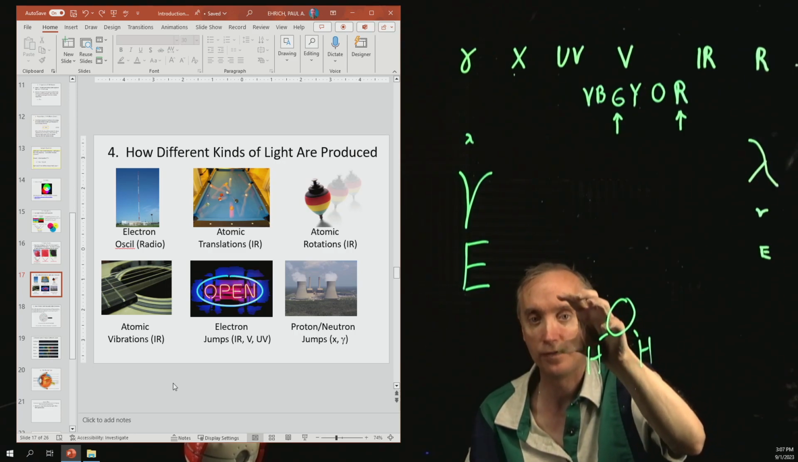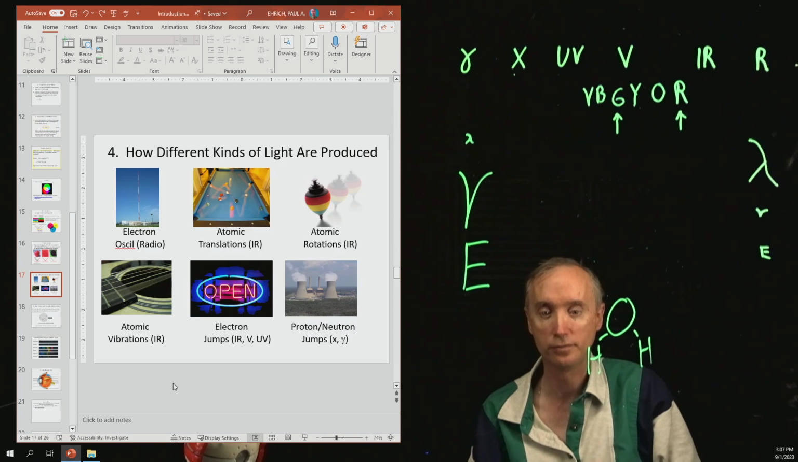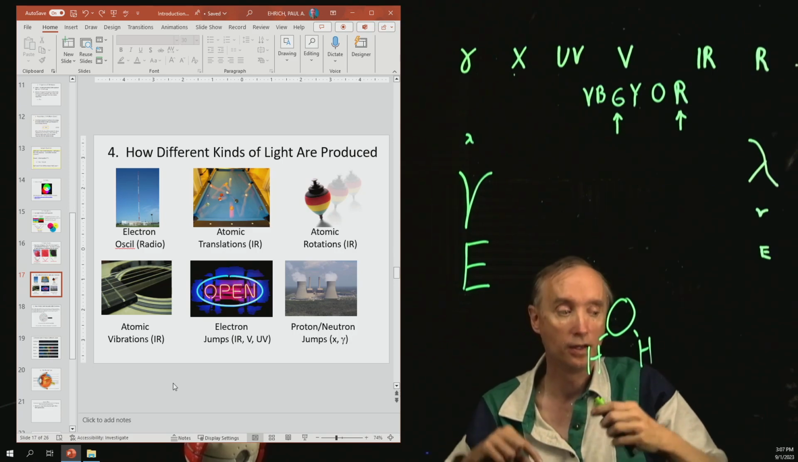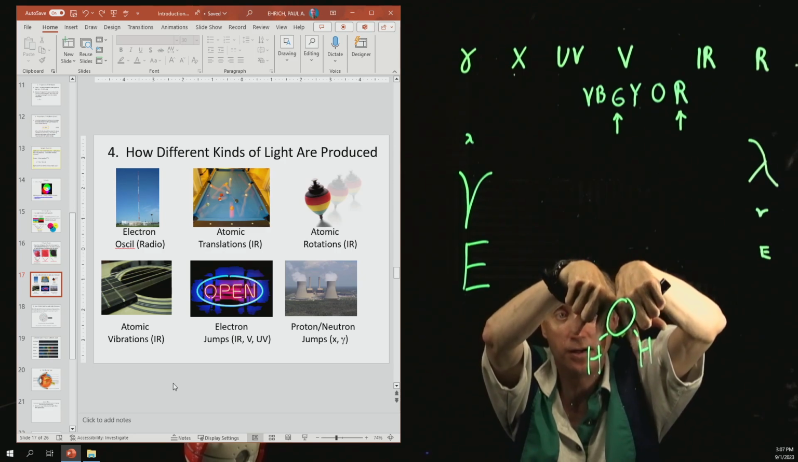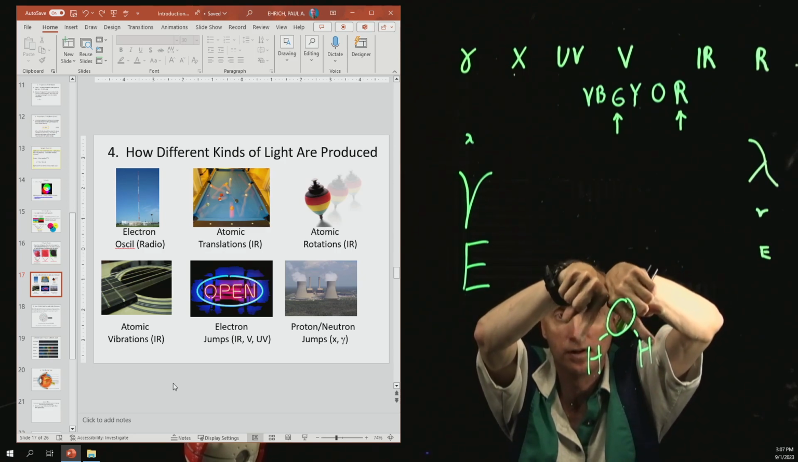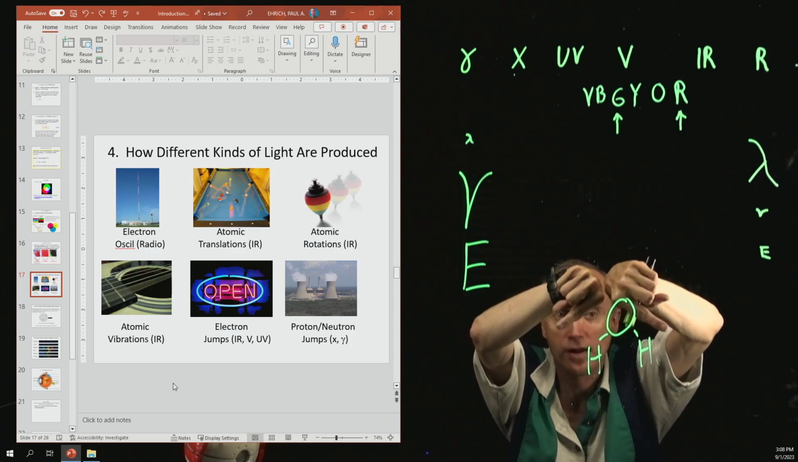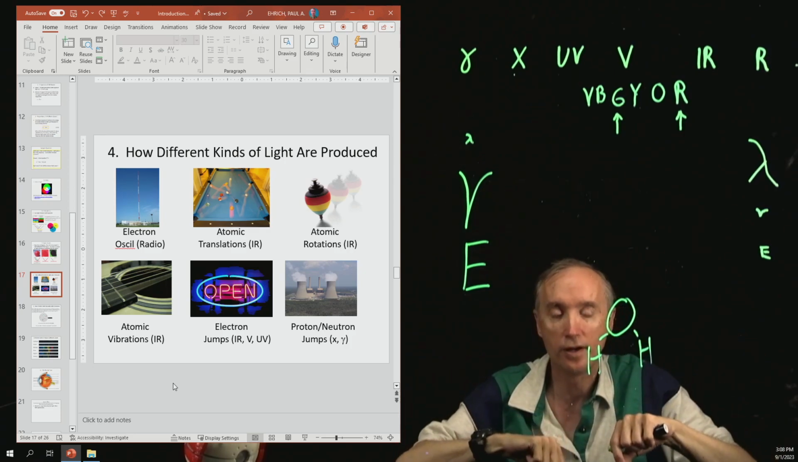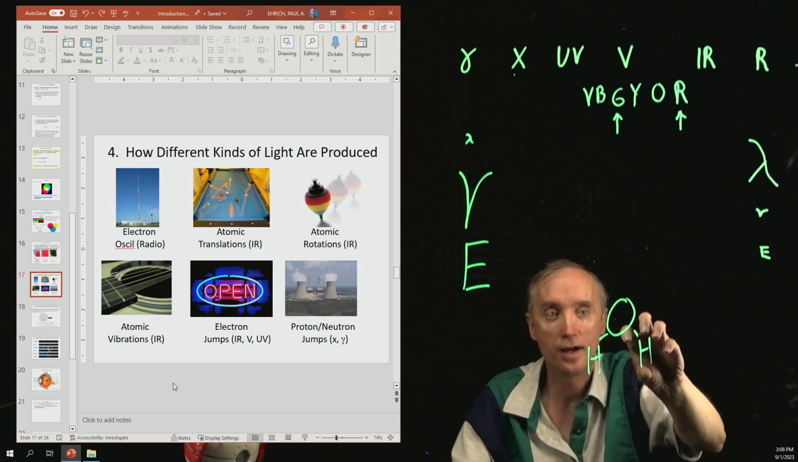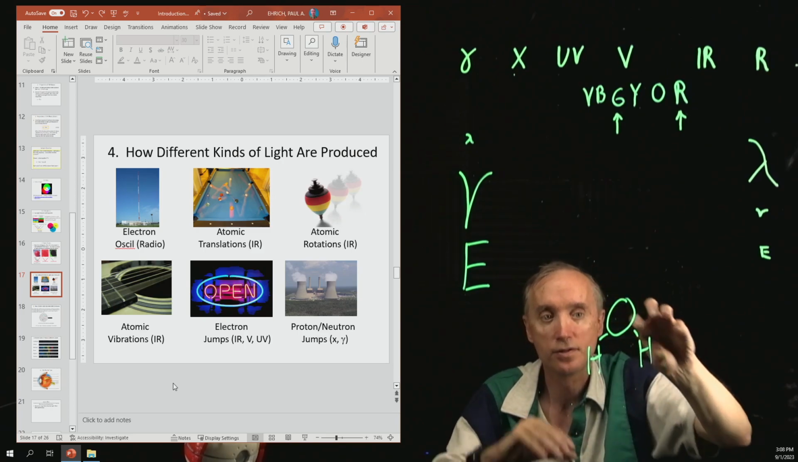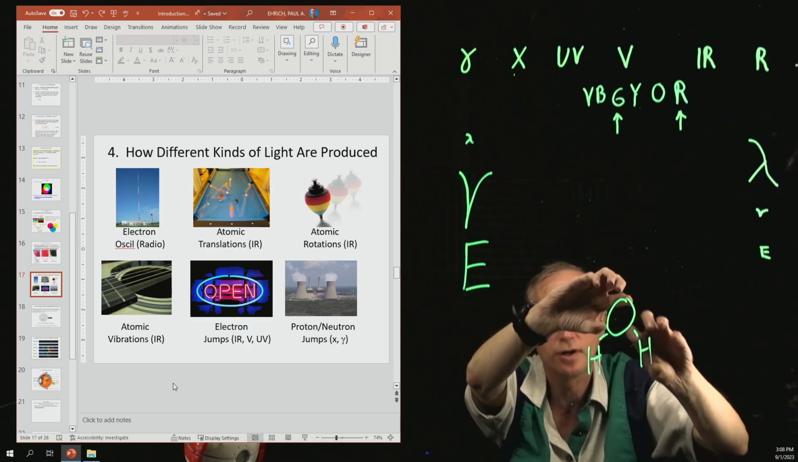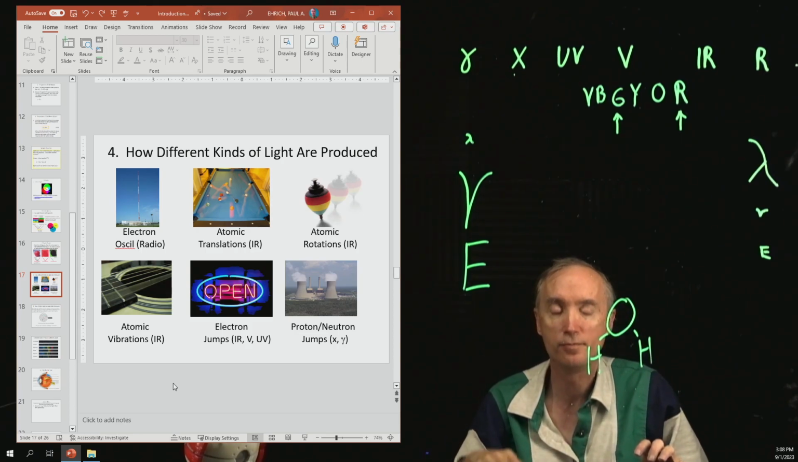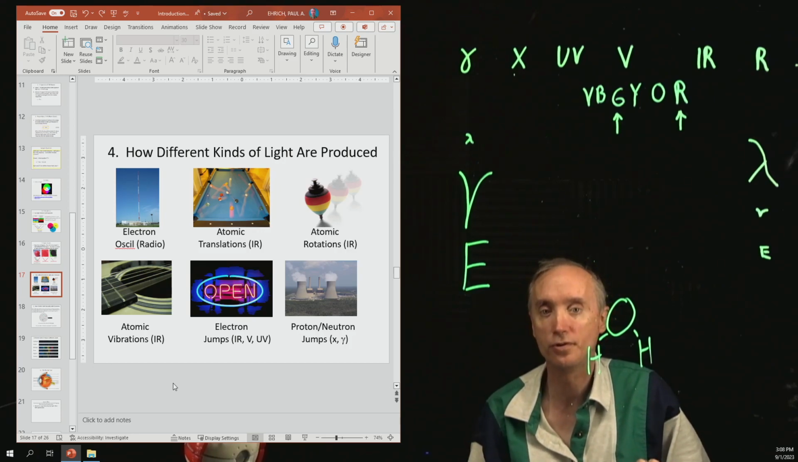Then you could also have atoms that are vibrating. So for example, here are the two hydrogens, and those two hydrogens could be moving back and forth like that, so they could be vibrating, or the hydrogens could be doing this. So here's the oxygen, and the hydrogen could be moving in and out like a spring. So vibrations can also produce infrared light.